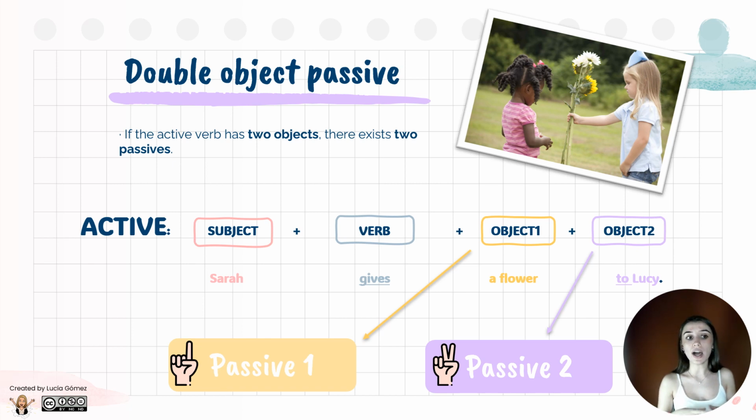So take into account that we are going to be working with this sentence. Sarah gives a flower to Lucy. Give is a common verb that is always going to include a double object passive, or a double object passive is going to be possible. Give sería un verbo de estos que en inglés se llaman ditransitive, ¿vale? Que básicamente tienen dos objetos y por tanto siempre me van a dar la posibilidad de crear dos pasivas distintas. But let me illustrate this little by little.